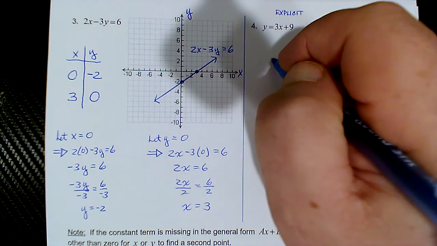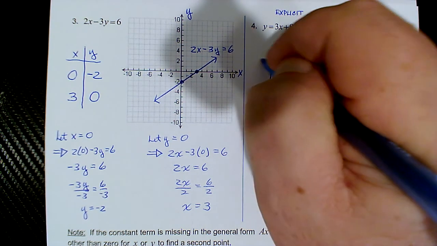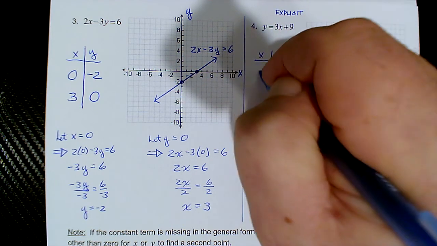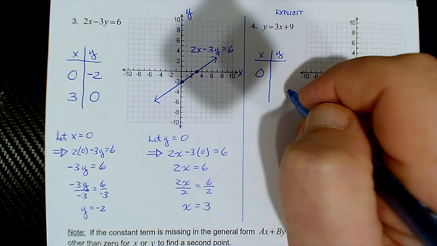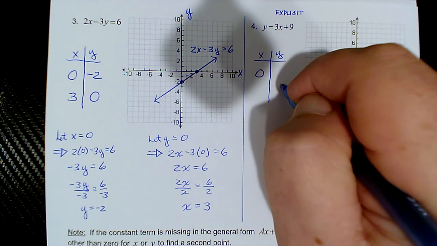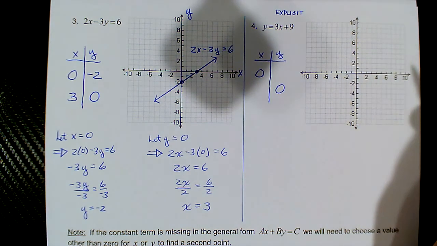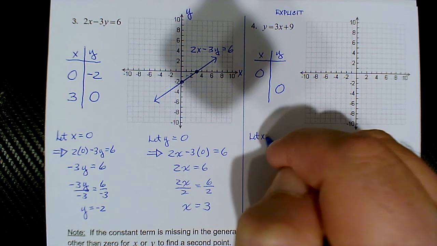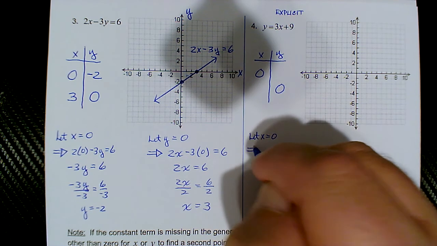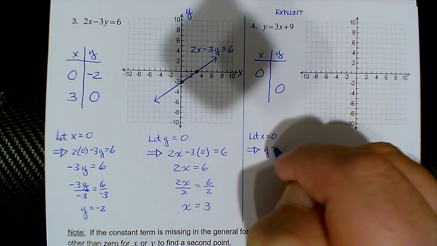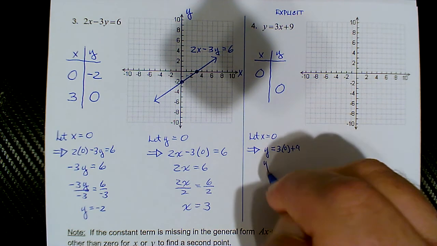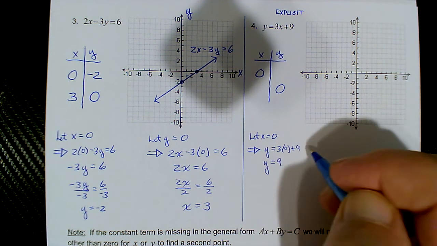intercept method. So again, I'm going to set up the table. This is how simple it is, because you only need 2 points. Just set up the table, put a 0 in for x, put a 0 in for y, and then do the work. So if we let x equal 0, we get y equals 3 times 0 plus 9. That was silly to show that. By inspection, y is 9 immediately.